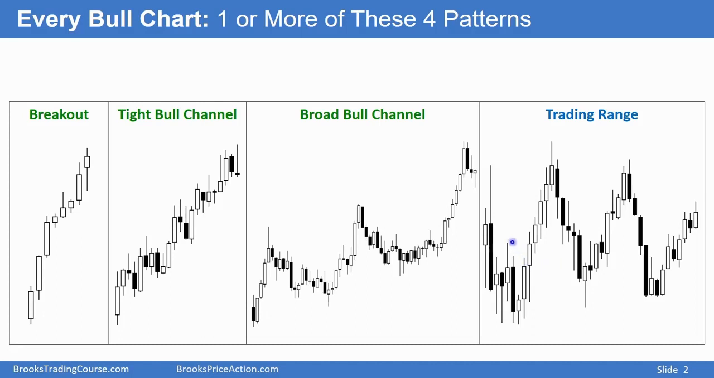And then finally, a trading range. The market is mostly sideways. Sometimes it has a new high. Sometimes the market goes above prior highs, below prior lows, but it's mostly sideways. It's a channel because you can draw lines below and above, but it's a sideways channel.